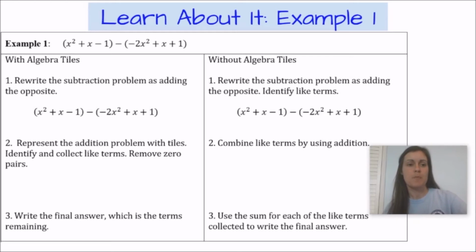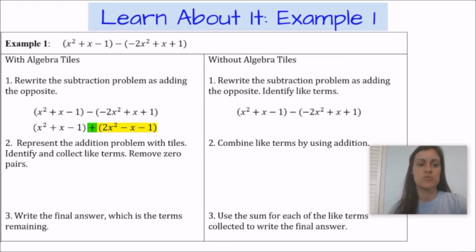The subtraction problem that we're going to start with is x squared plus x minus 1 minus the quantity negative 2x squared plus x plus 1. The first step in this process is to rewrite the subtraction problem as adding the opposite.